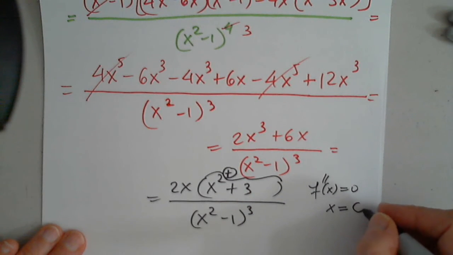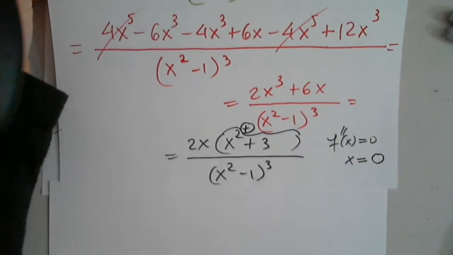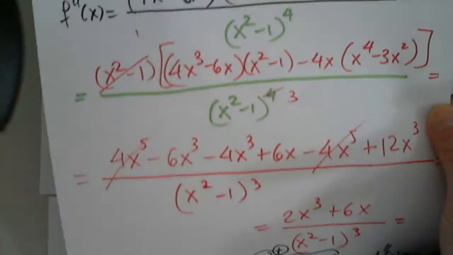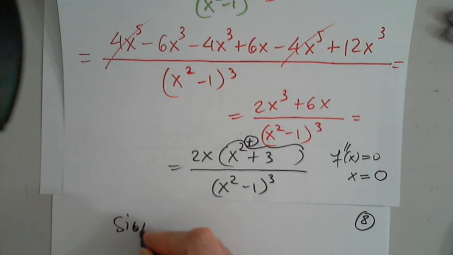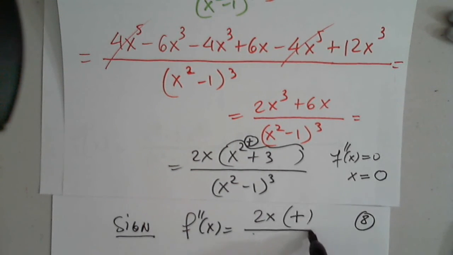Zero. Very good. So now, careful though, for the purpose of the sign, yes, I'm on page 8. Only for the purpose of the sign, I will rewrite the second derivative like this: 2x, some positive quantity that I don't care about, another positive quantity that I don't care about, and an x squared minus 1. This one, of course, is x squared minus 1 squared.